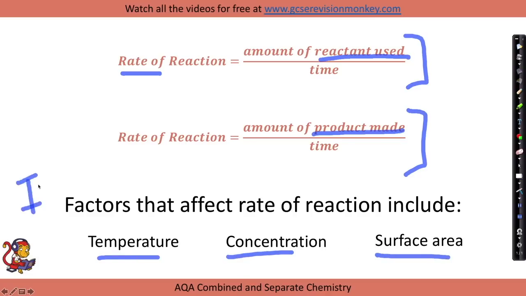So that would be your independent variable. And if you change temperature, for example, you need to keep concentration and surface area of your reactants the same. And the same goes if you are selecting a different independent variable. One of them you change and the other two you have to keep the same.